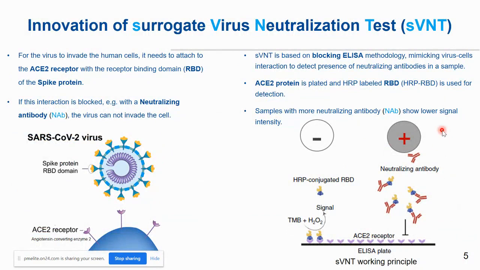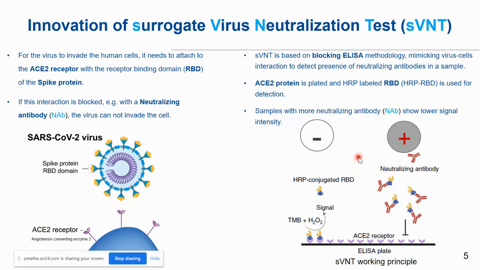On the left, you can see that the virus can actually invade our human cells. The virus RBD, the receptor binding domain of the spike protein, can attach to the ACE2 receptor, and that interaction will allow the virus to be internalized and to replicate in our body. In the presence of any neutralizing antibodies, this interaction between RBD and ACE2 will be prohibited, and the virus will no longer be able to invade us. By this principle, the SVNT technology was introduced.